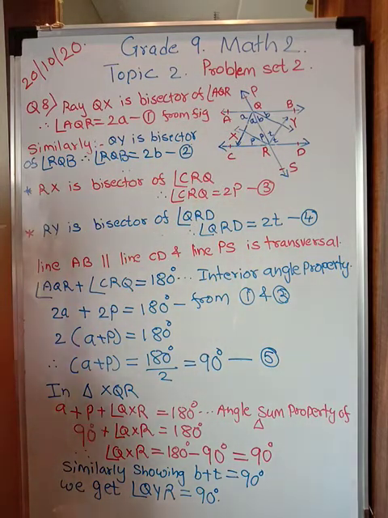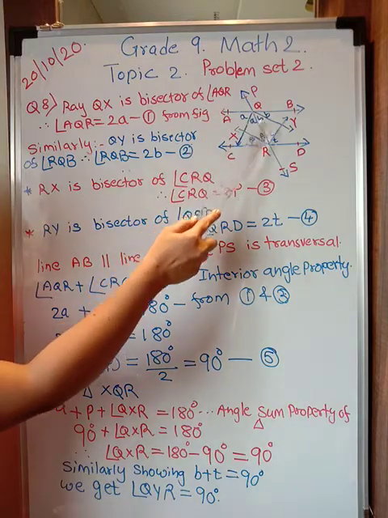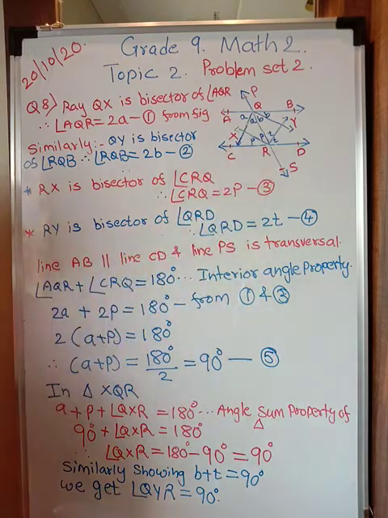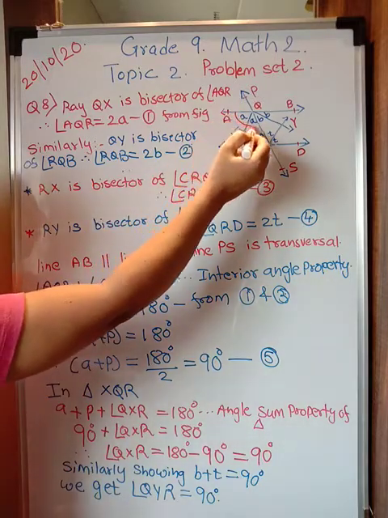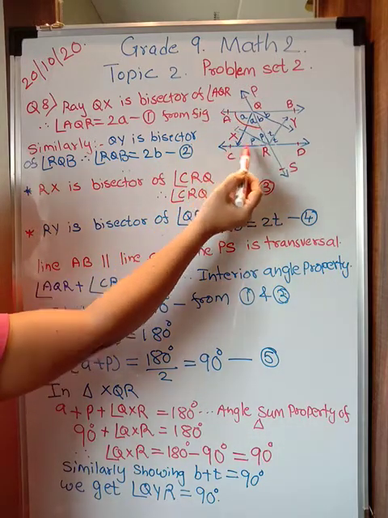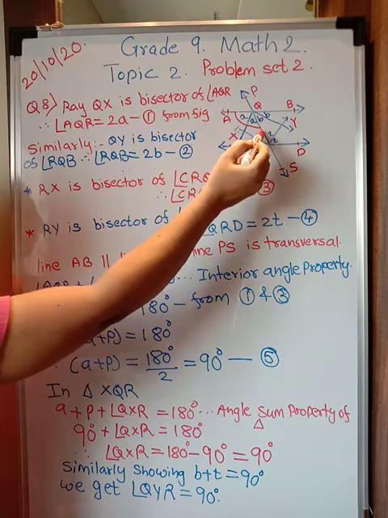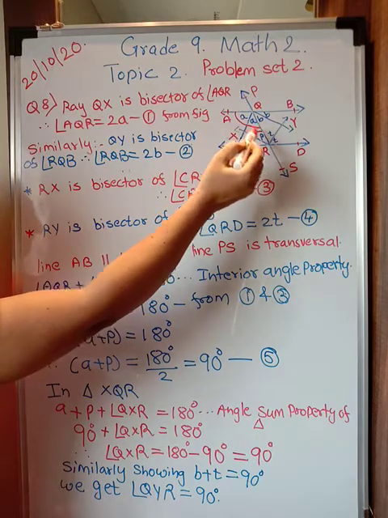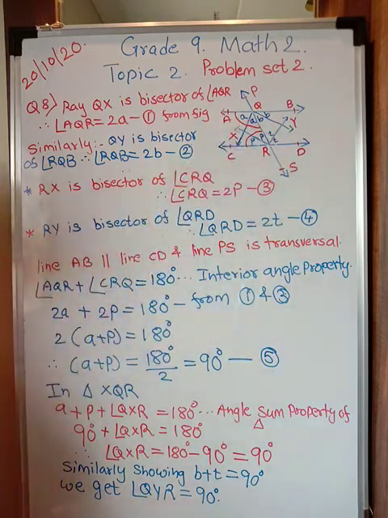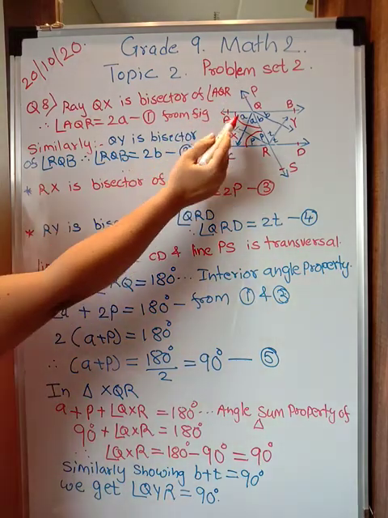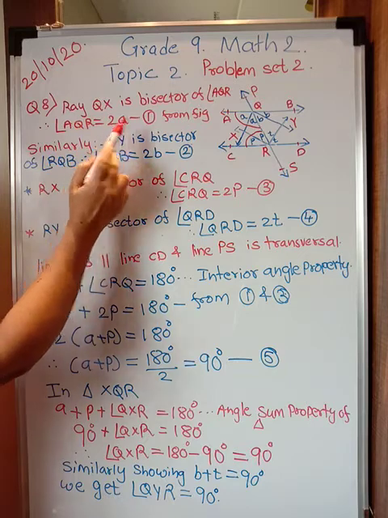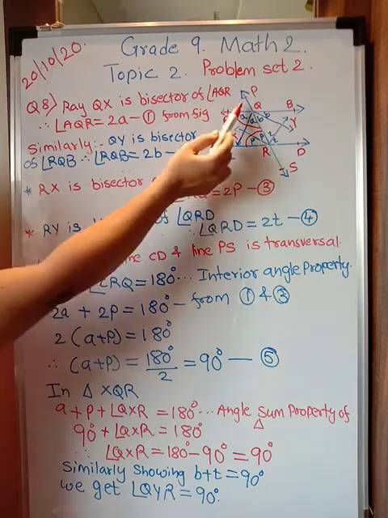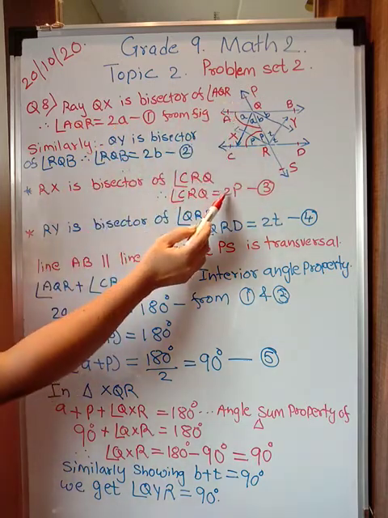Alright. Which angle? AQR. Okay, AQR means which angle? Just see. See this big angle. AQR, this angle. And CRQ, that means this angle. So these two angles are interior angles. But what is AQR? A plus A is 2A. So I have written here AQR is equal to 2A. And how much is CRQ? CRQ is nothing but 2P.